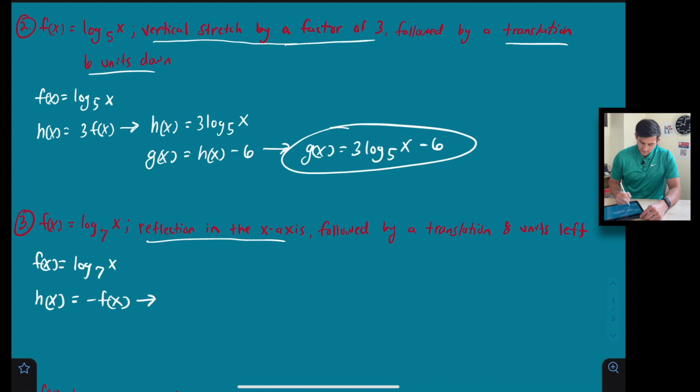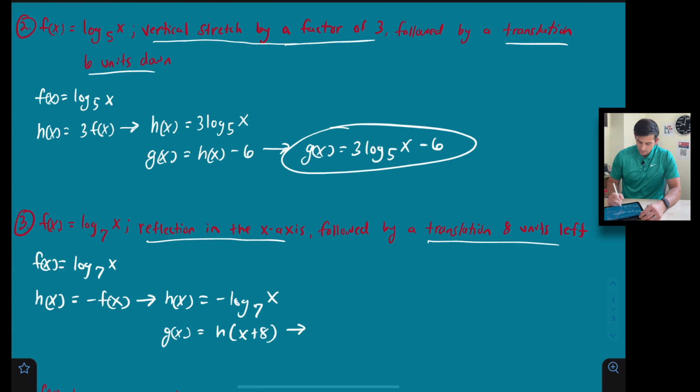Okay, so that would tell us that h of x would just be negative log base 7 of x. Okay, so now we're going to translate 8 units to the left. When we translate left and right, it's kind of opposite of what it looks like when we write it down. Left, we're actually going to say plus 8. So we would say g of x is equal to the h of x plus 8.